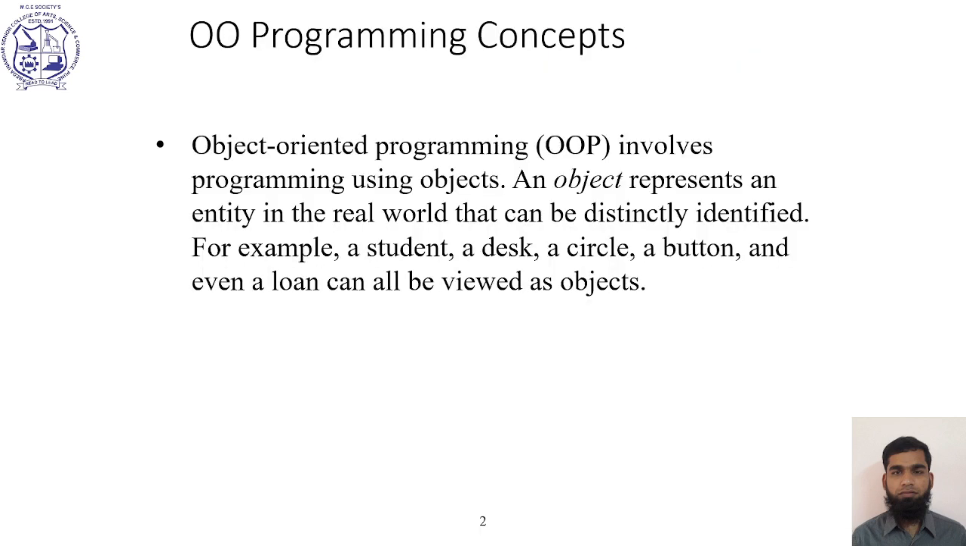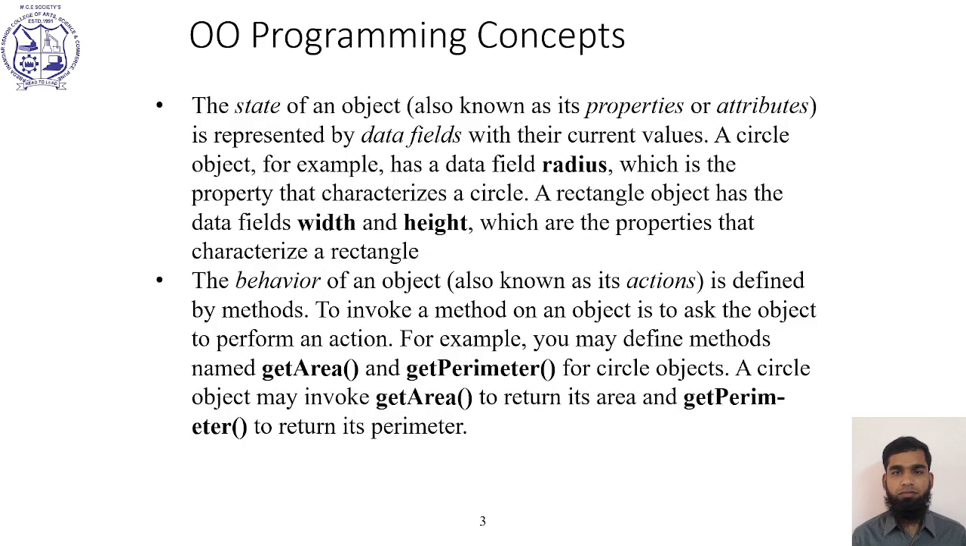Object-oriented programming concept involves programming using objects. An object represents an entity in the real world that can be distinctly identified. For example, a student, a desk, a circle, a button, and even a loan can all be viewed as objects.